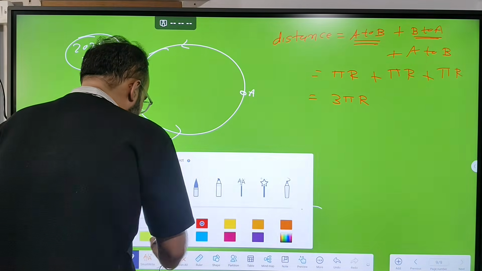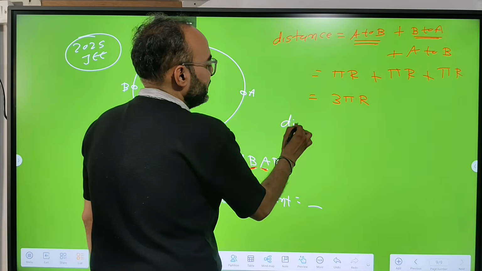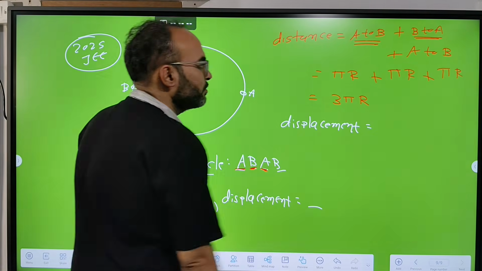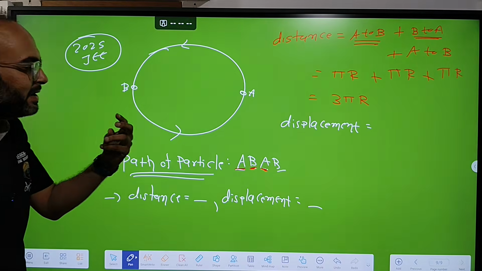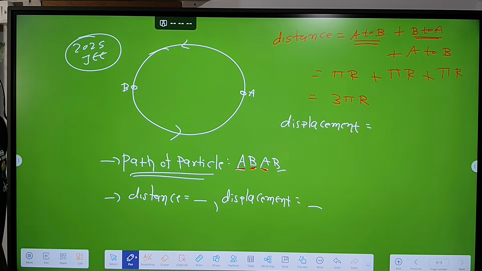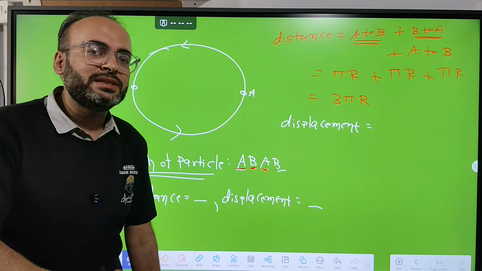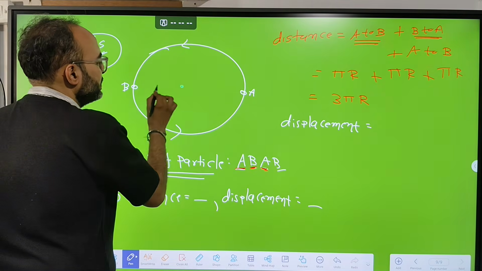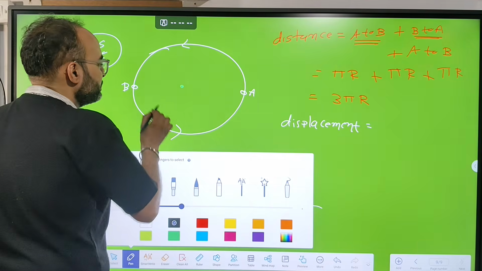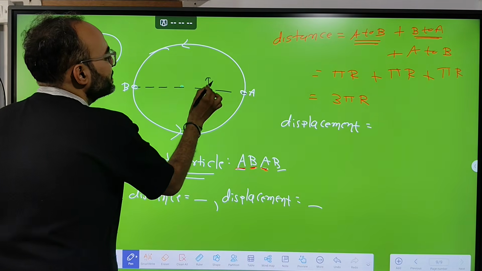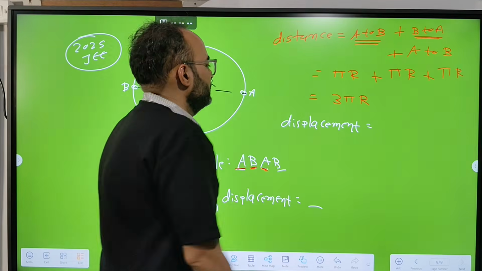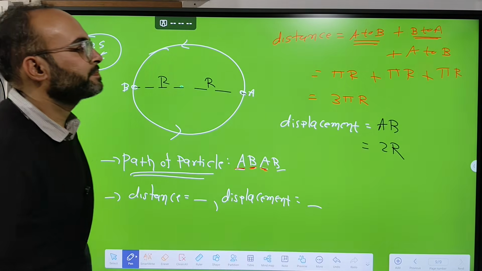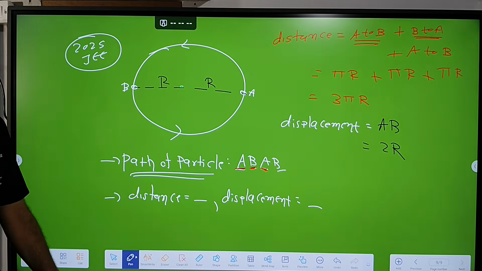So now we want to find displacement. How to find displacement? There is one shortcut. Remember what is the meaning of displacement? Shortest distance. How to find shortest distance? Join initial and final position by a straight line. So what is the displacement? R and R, so the displacement is 2R.